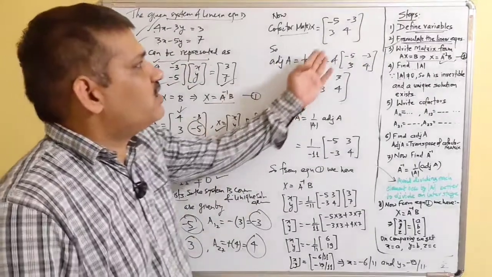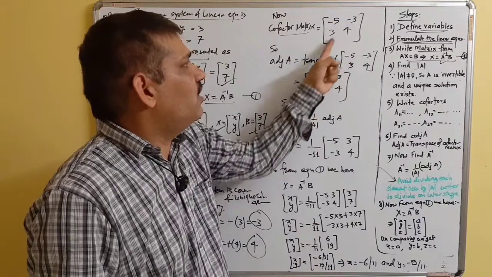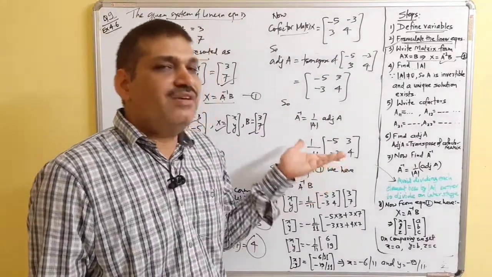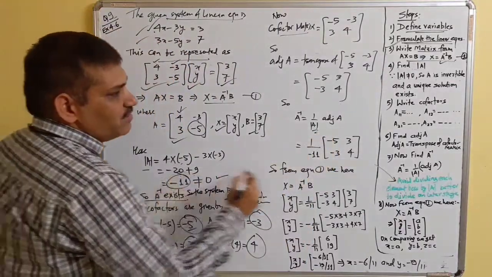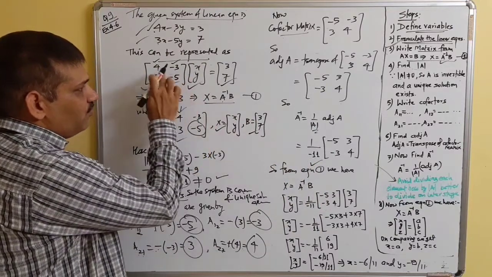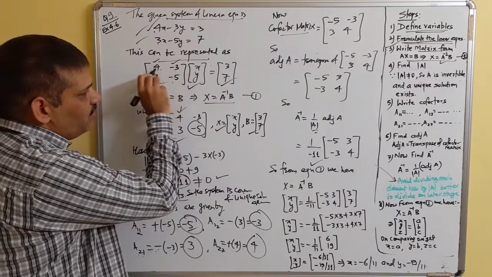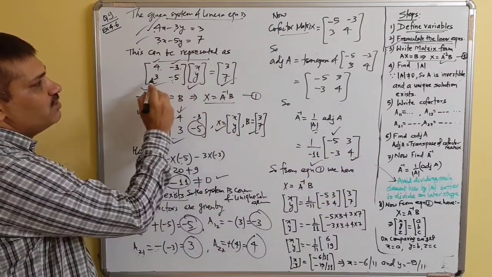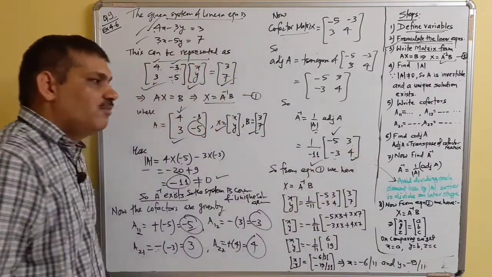So adjoint A is the transpose of the cofactor matrix. The transpose of this is minus 5, 3, minus 3, 4. So A inverse is 1 upon determinant A times adjoint A. We have a short trick. The determinant A is here actually minus 11, so 1 upon minus 11. To find the adjoint of a 2 by 2 matrix, we interchange these two, so minus 5 and 4, and we change the sign of these elements. So this will be minus 3 and this will be plus 3.